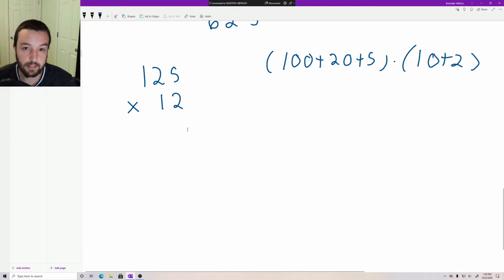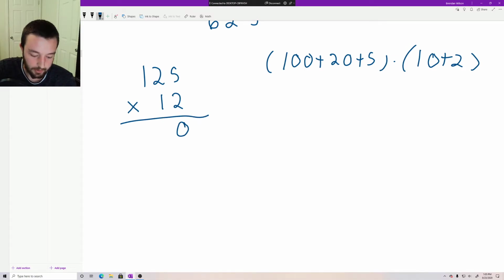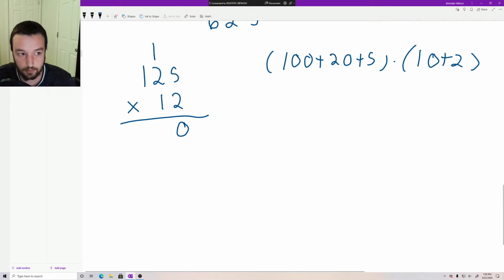So the way we started is exactly the same as we did the last one. We take the ones place of the bottom number and multiply it by all the place values in the top number. So 2 times 5 is 10. We put the 0 here and carry the 1. 2 times 2 is 4. Add the 1 to get 5. Okay.